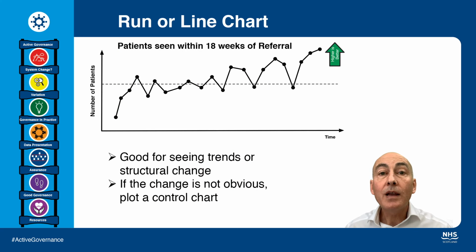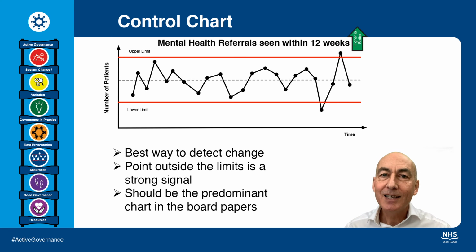The run or line chart is simply a plot of the data with respect to time. In this particular example, it's patients seen within 18 weeks of referral, and you can see that there's an obvious structural change, and it's getting better. And we know that because there's a green arrow that says higher is better, and the data over time is trending up. However, if the change isn't as obvious as this, then you may need to plot a control chart.